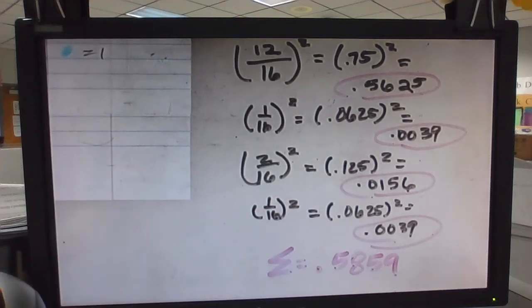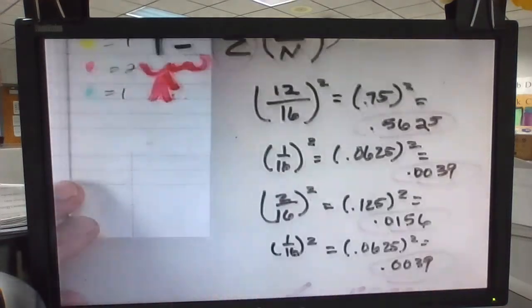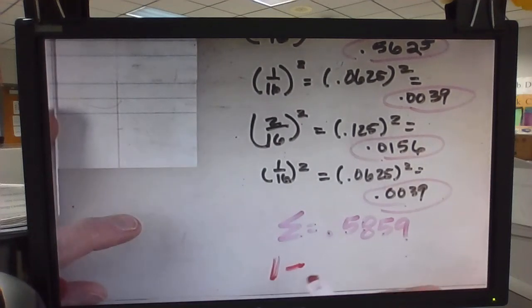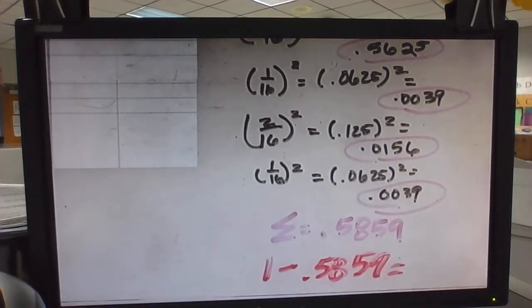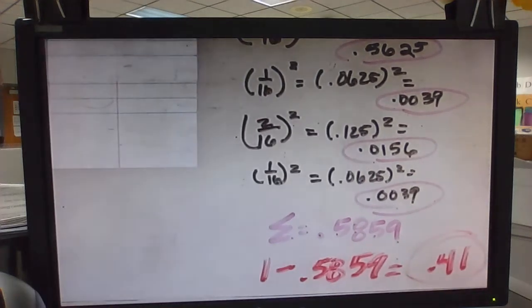But I'm not done. The one thing that students most commonly forget to do is they stop right here. They think that they're done. They forget this part right here. So 1 minus 0.5859 gives me about 0.41. That is your Simpson's index diversity value, 0.41. So ecosystem number 1, 0.41.